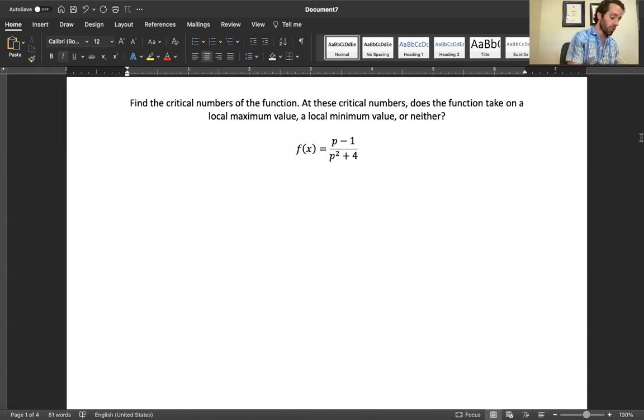The first step for doing this is that we're going to find the derivative, because a critical number is where the derivative either equals 0 or fails to exist. In order to see whether those happen, we have to first find the derivative as a function.